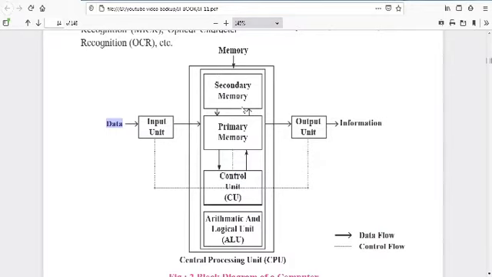CPU is the brain of computer. CPU will process this input. How it will process? It will go through the primary memory. In primary memory, it will process your data. This primary memory is the physical memory of your computer. All the operations of the computer will happen in the primary memory. No operations of the computer will happen out of primary memory.